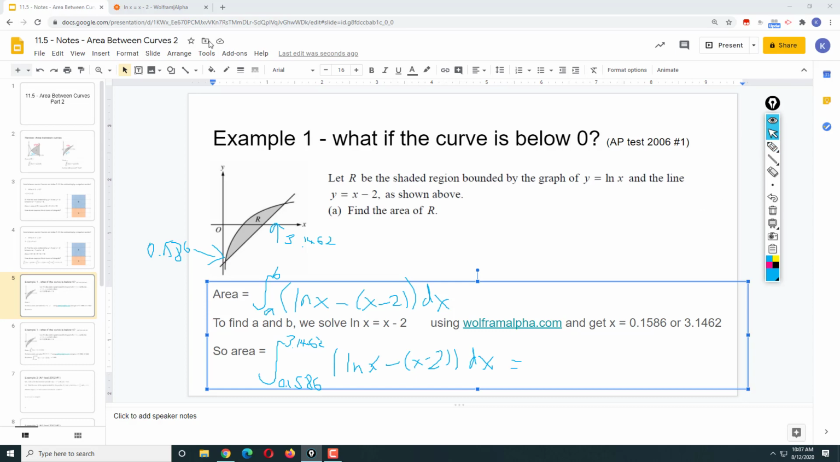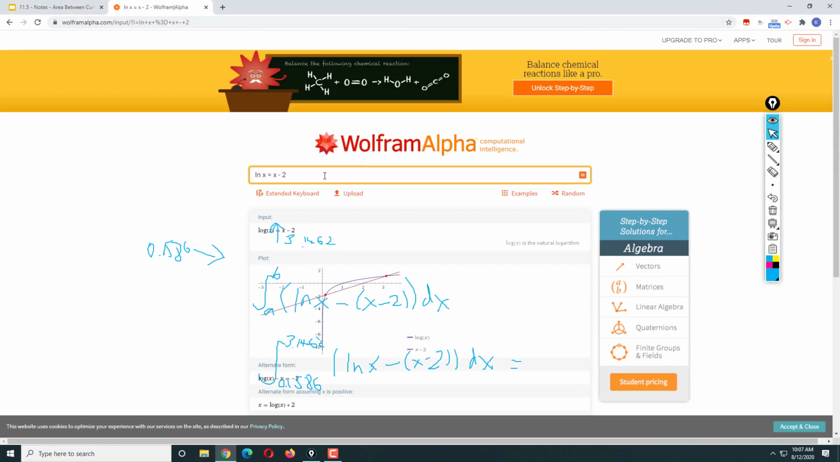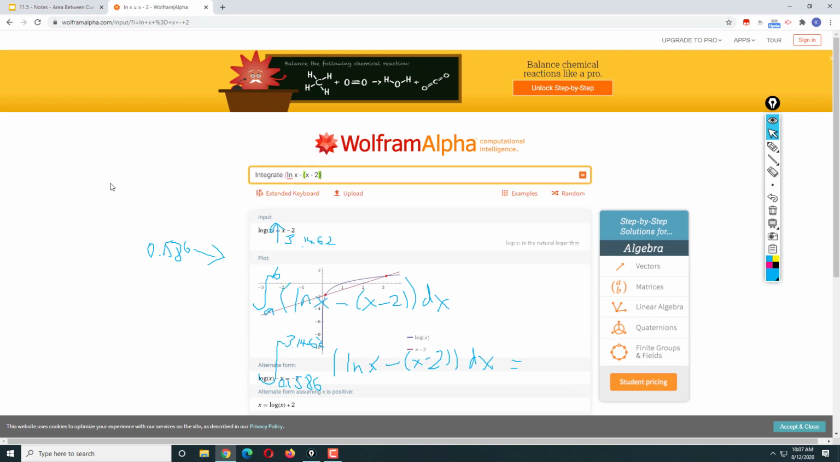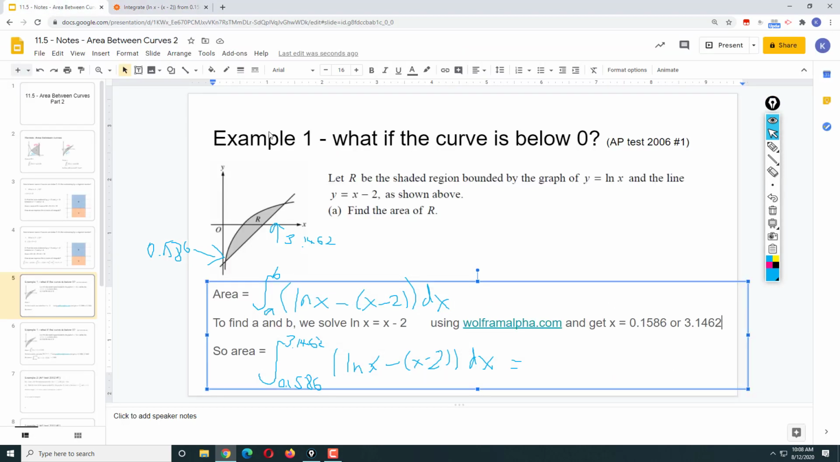Again, we can just use Wolfram Alpha to integrate this. So we want to integrate ln x minus (x minus 2). Remember to put the parentheses around x minus 2, from 0.1586 to 3.1462. And the calculator online gives us 1.949. Okay, so that's the area.